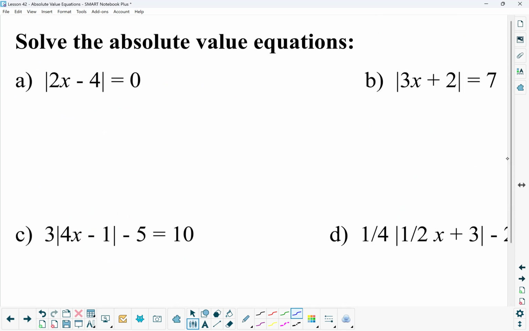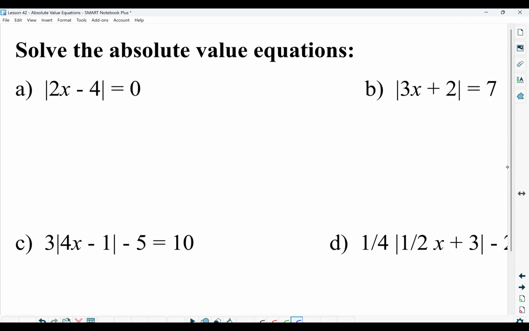All right, some that are a little more complex. Just going to take a minute to reformat here.